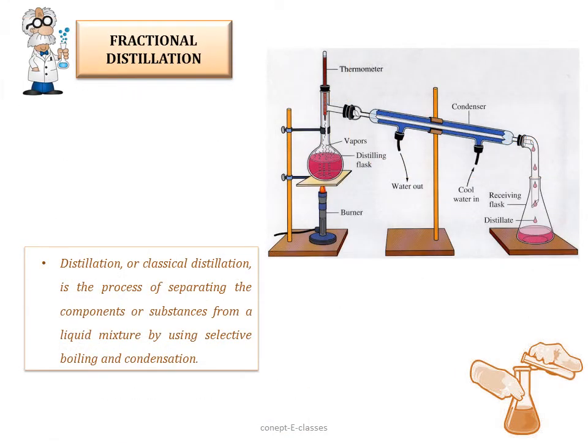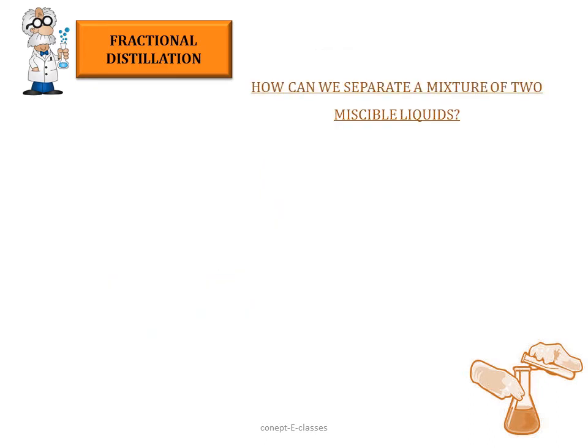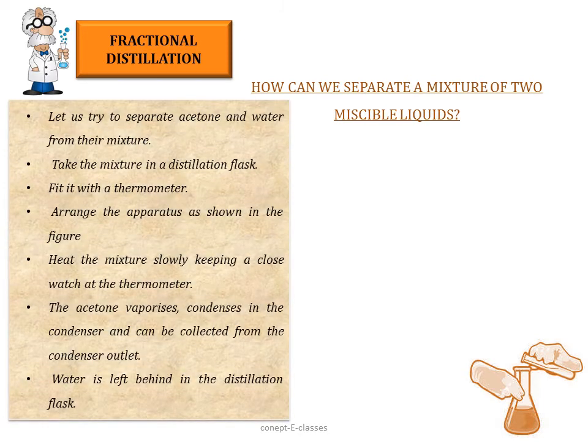Now let's see how we are able to separate the components of a mixture through fractional distillation. Now before entering into fractional distillation, let's first understand what distillation is. Now distillation is the process of separating the components from a liquid mixture by using selective boiling and condensation, or by using heating and cooling. Okay, so let's understand how we are able to separate a mixture of 2 miscible liquids through distillation.